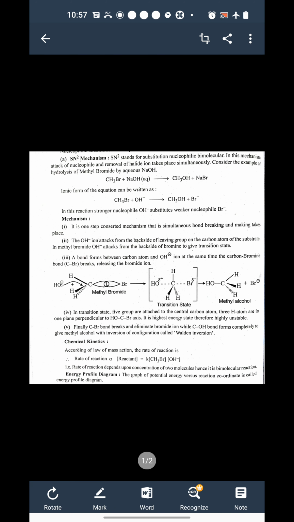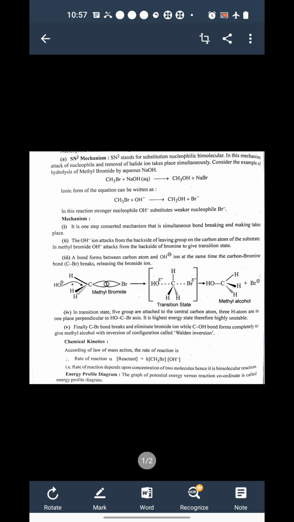Dear student, yesterday we discussed the SN1 reactions, and we also studied the mechanism of SN1 reaction. SN1 stands for unimolecular nucleophilic substitution reaction. Now turning towards the next topic, that is SN2 reaction. SN2 stands for bimolecular nucleophilic substitution reaction. So SN2 means bimolecular nucleophilic substitution reaction.